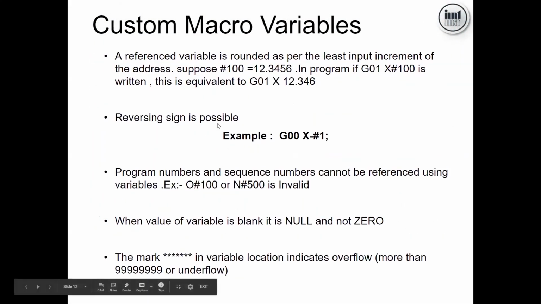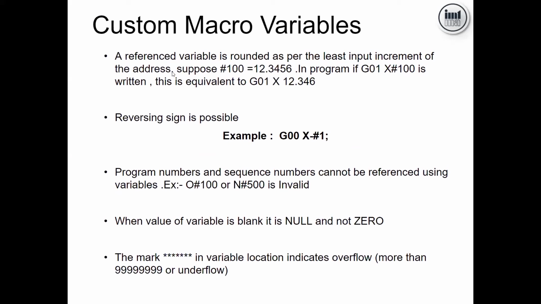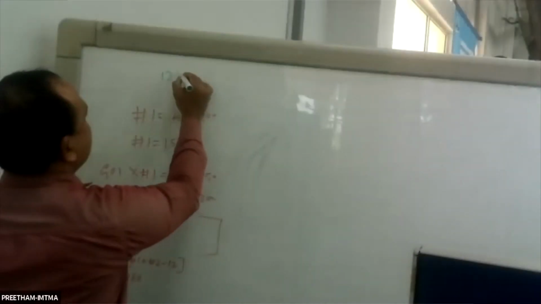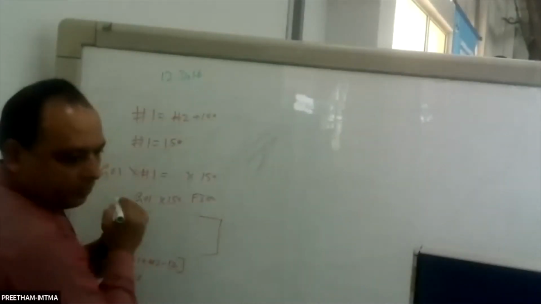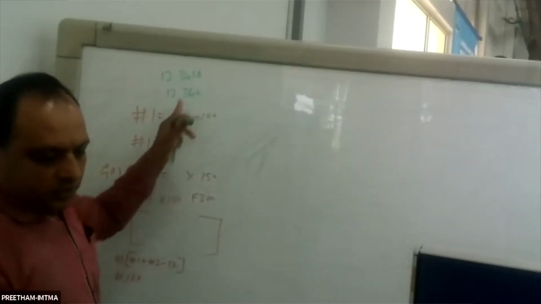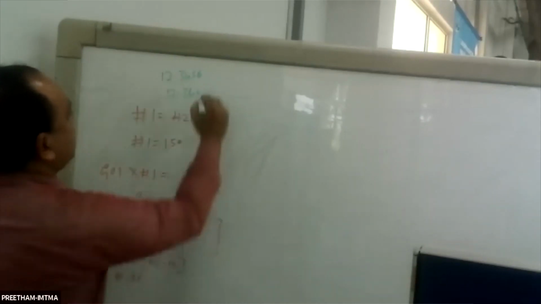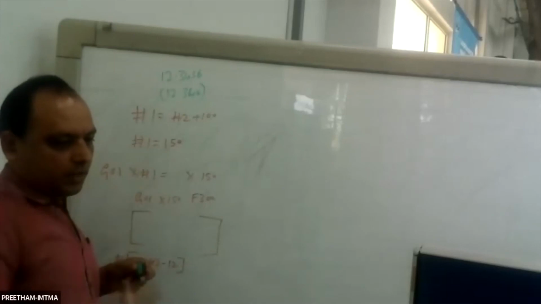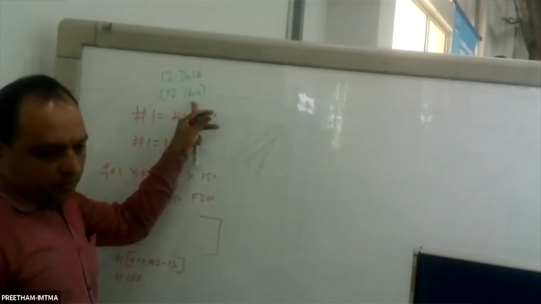Then you can see here, a referenced variable is rounded as per the least input increment of the address. So if you write #100 equal to 12.3456, it will be rounded to 3 digits after the decimal. 12.3456 will be rounded off to 12.346. So this is how you need to understand. Whatever number you write, it will be rounded to this many digits only.